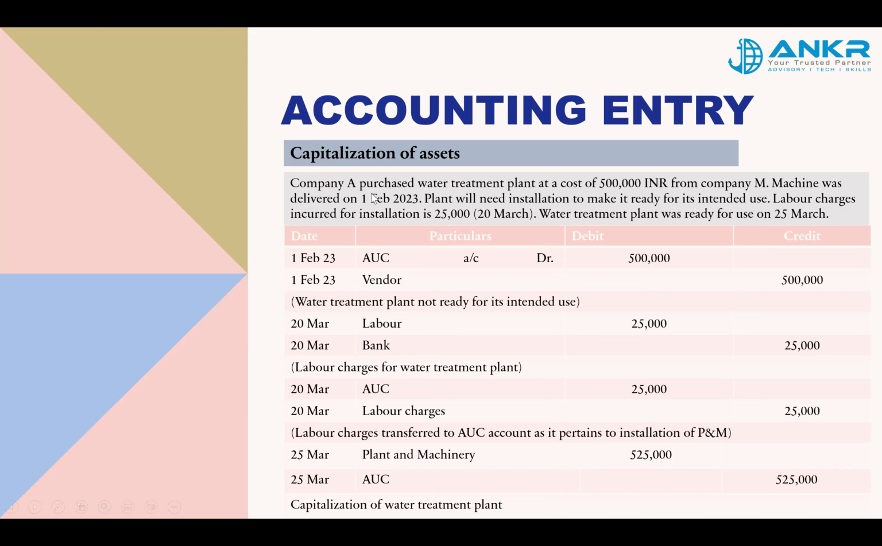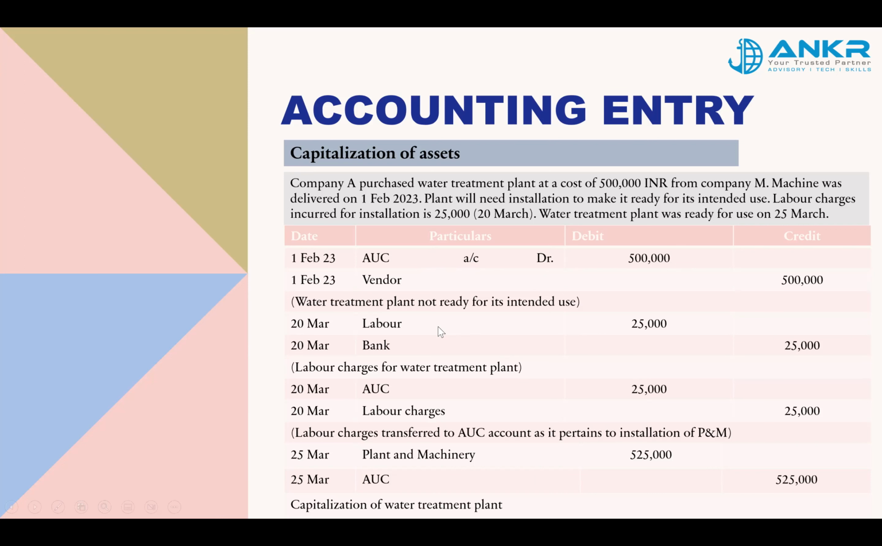The machine was delivered on 1st February. So you will do the accounting in asset under construction, also called AUC. Asset under construction account debit to vendor account, 5 lakh rupees. This is on 1st of February. And then you will pay the vendor and all that will happen. If you have not paid, still the asset has come into your books.